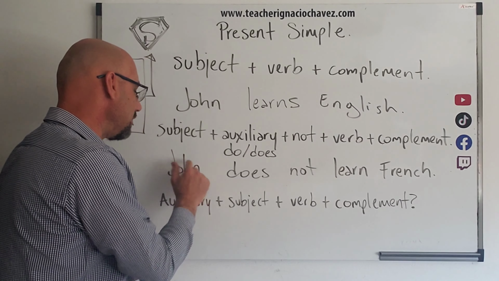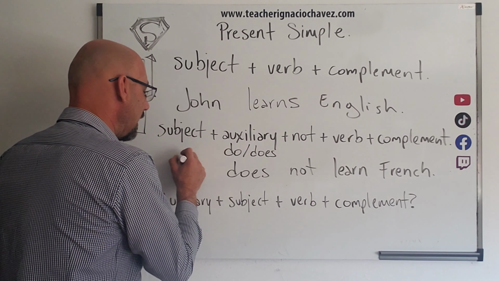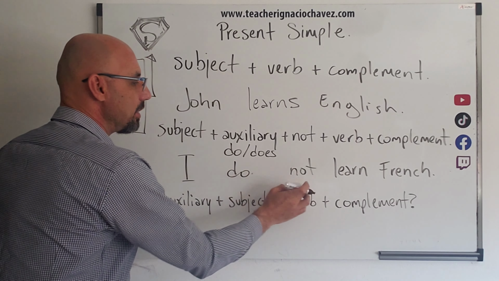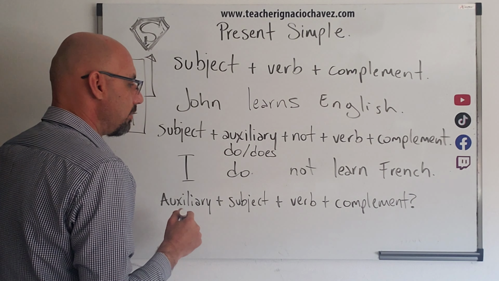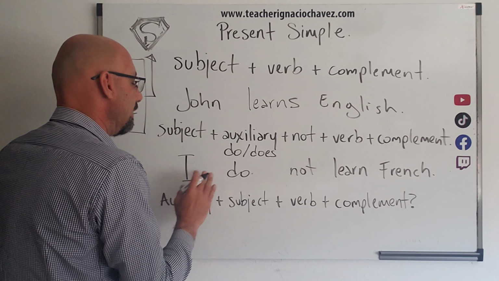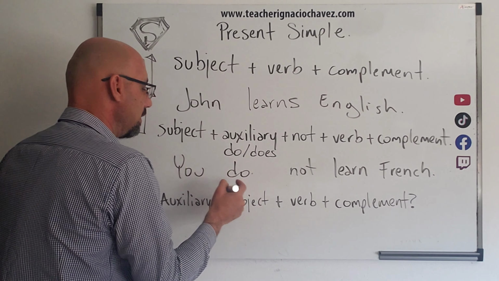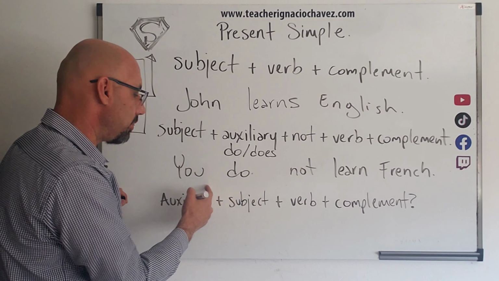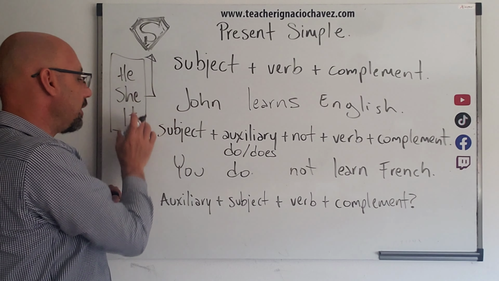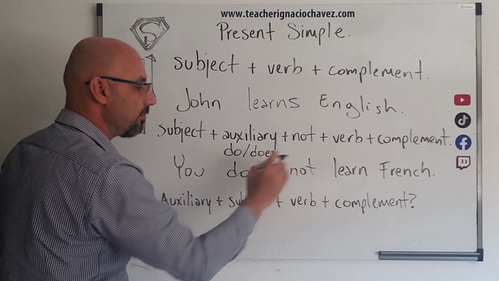Imagine that I don't say John, I say I. If the person is I, then my auxiliary would be do. I do not learn French. Right? I do not learn French. If I use you, the auxiliary is do. The same, you do not learn French. Only when I say he, she, or it, my auxiliary is going to be does. He does not learn French.